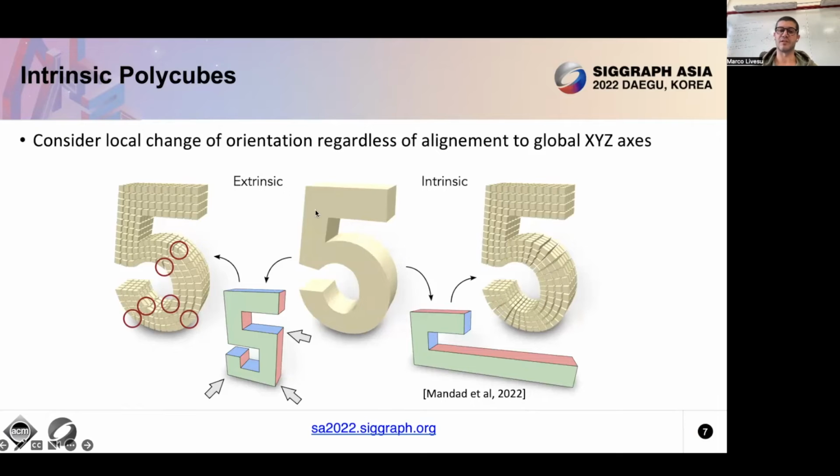So extrinsic polycubes are essentially polycubes that are defined by taking into consideration the orientation of the surface with respect to the global XYZ axis. So for example, these points here are pointing in this right direction, and so I want to place them in a face like this.